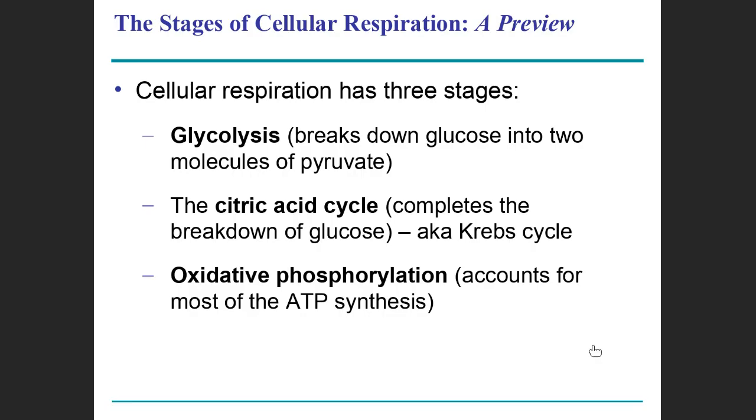And later this week, we'll get into photosynthesis. But these are the 3 stages of aerobic cell respiration: glycolysis, Krebs cycle, oxidative phosphorylation, and the electron transport chain.